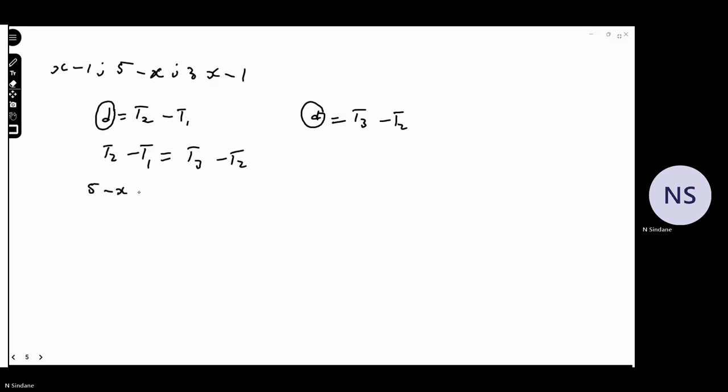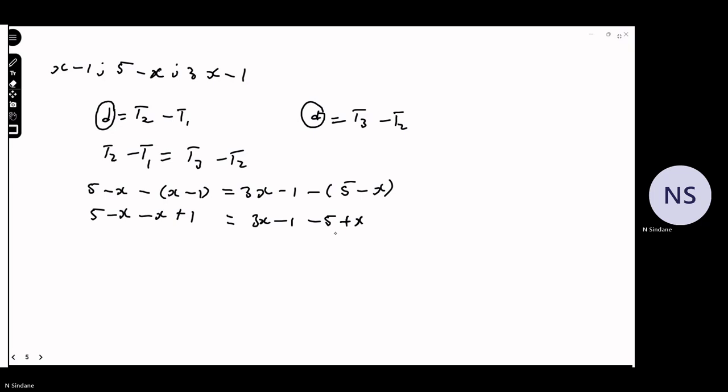And then after that, I know what T2 is. T2 is given as 5 minus x, minus T1, which is x minus 1. And then T3 is given as 3x minus 1, minus T2, which is 5 minus x. And then I'm going to say 5 minus x plus 1. This bracket here is very important, guys. If you don't include that bracket, your answer is going to be wrong. This is equal to 3x minus 1 minus 5 plus x.